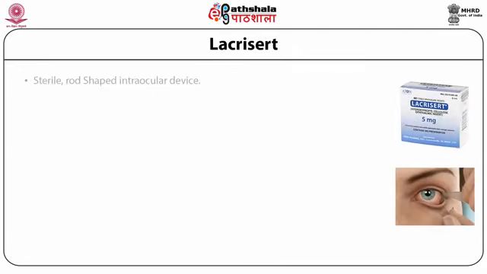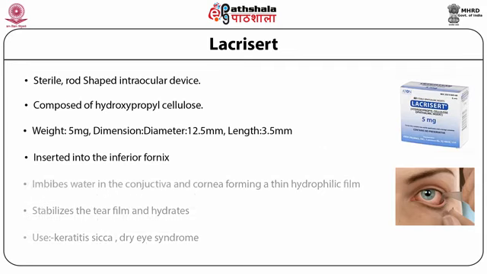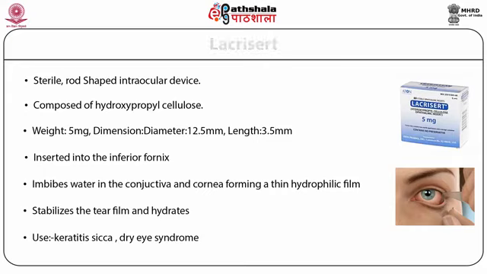Lacrisert. It is a sterile rod-shaped device composed of hydroxypropyl cellulose and is used for the treatment of keratitis sicca and dry eye syndrome. It weighs 5 mg with a diameter of 12.5 mm and a length of 3.5 mm. It is inserted into the inferior fornix and imbibes water in the conjunctiva and cornea, forming a thin hydrophilic film. It provides day-long relief when placed in the eye in the morning.